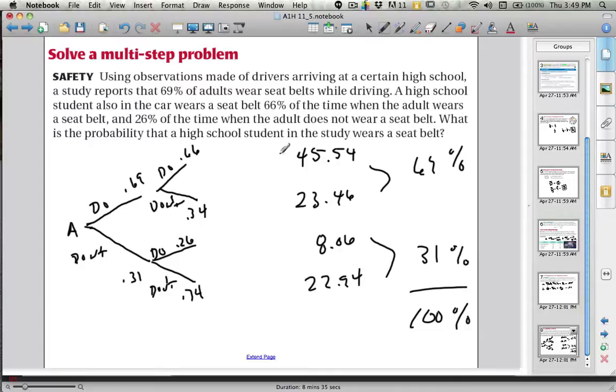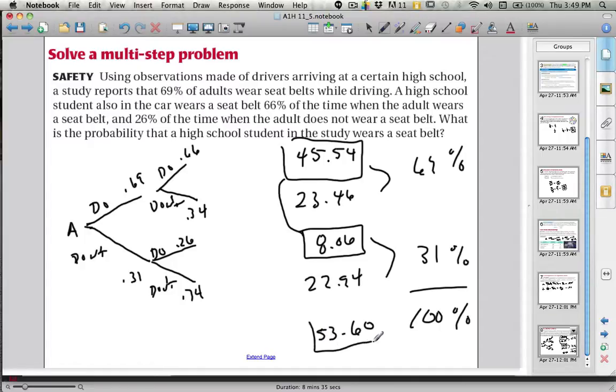And the whole thing adds up to be what? 100%. So our probability that a student wears a seatbelt is going to be this one plus this one. Those are where they do wear the seatbelt. So we're going to have 0.6, 0.54 plus 0.06 is 0.6, and then 45 plus 8 is 53.60%. Okay, so this is using a probability tree or an event tree to go ahead and calculate the probabilities of all the different outcomes. Okay, and that's the conclusion of our section in Chapter 11.